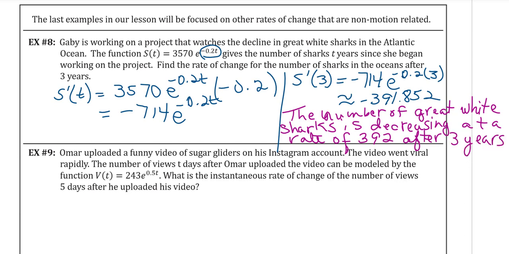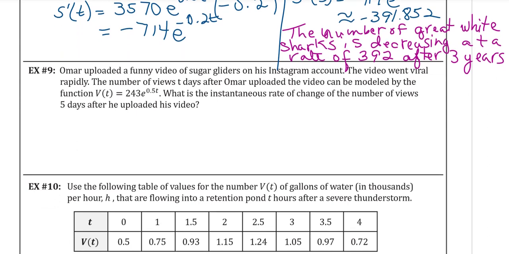Okay? So we're losing 392 or more after 3 years. Next example. Omar uploads a funny video of sugar gliders on his Instagram account.